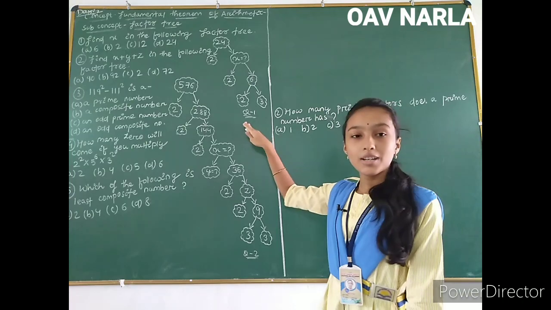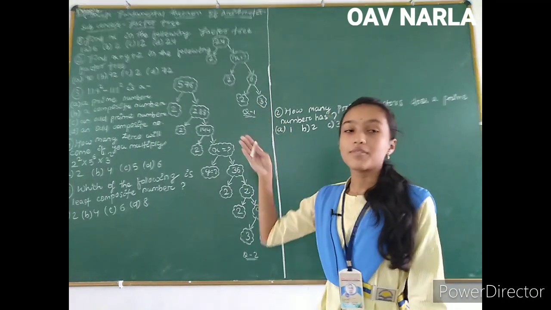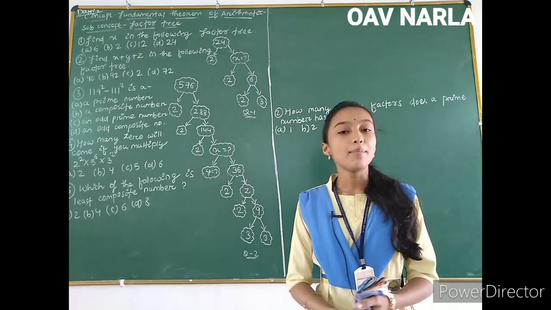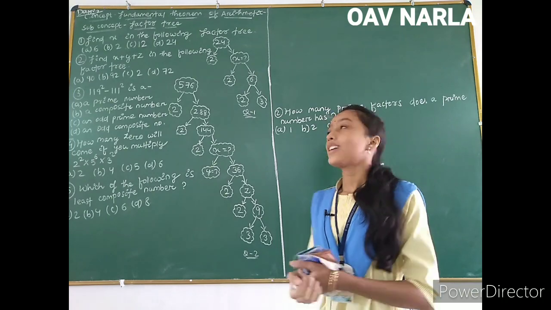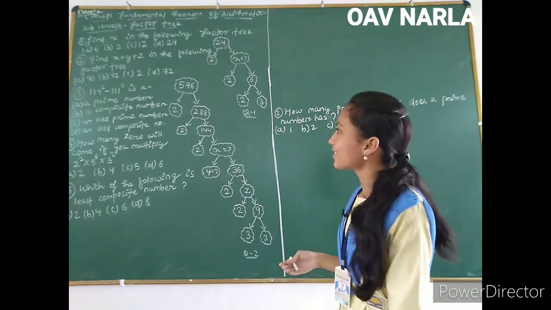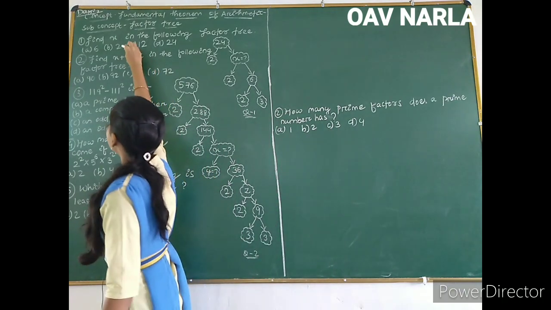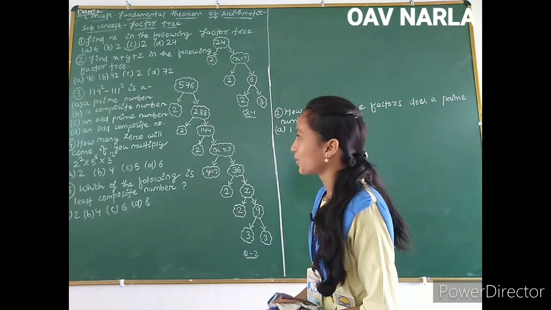Here 2 multiplied with 3 gives us 6. 6 multiplied with 2 gives us 12, and 12 is the half part of 24. When we divide 24 by 2, it gives 12. That means the value of x is 12. That is option number C. Option C is correct, that is 12.